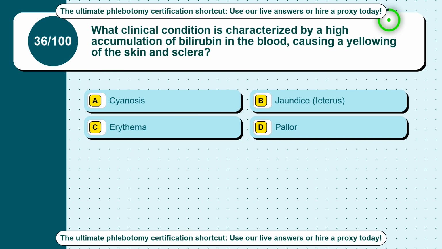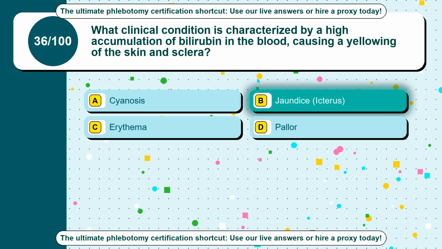Question 36. What clinical condition is characterized by a high accumulation of bilirubin in the blood, causing a yellowing of the skin and sclera? Option A, cyanosis. Option B, jaundice, icterus. Option C, erythema. Option D, pallor. The correct answer is option B, jaundice, icterus.